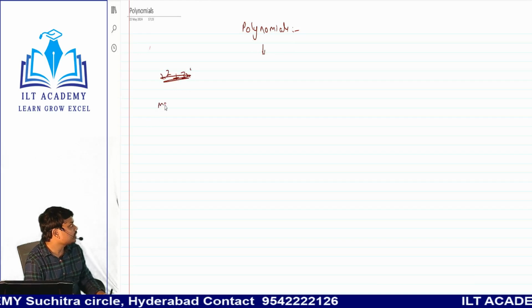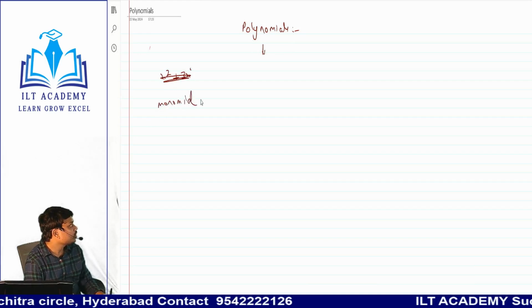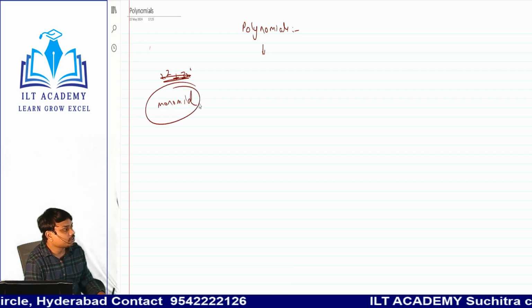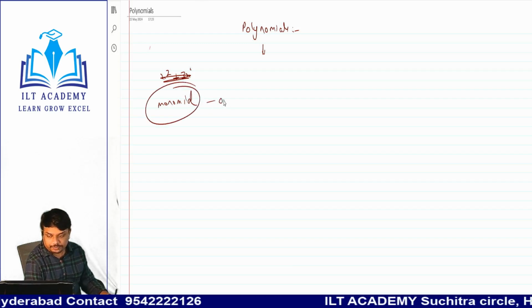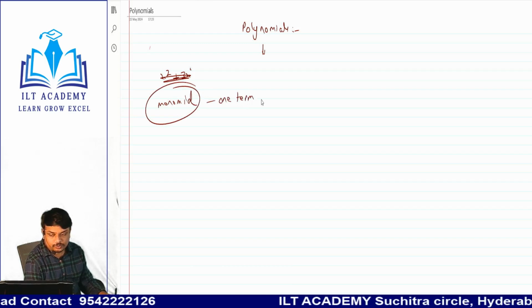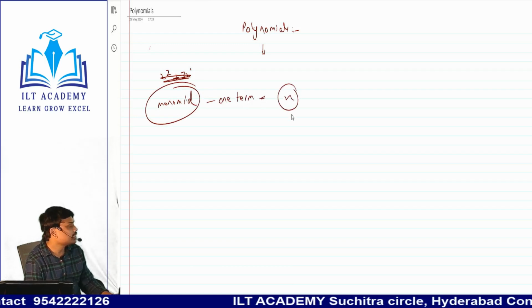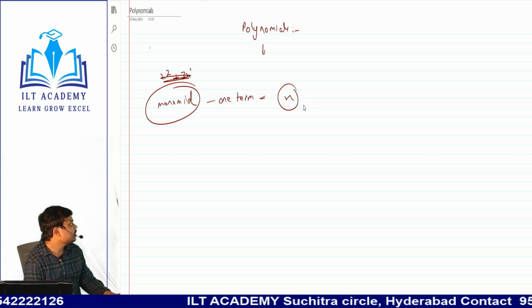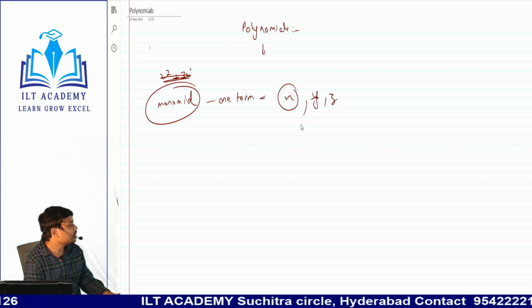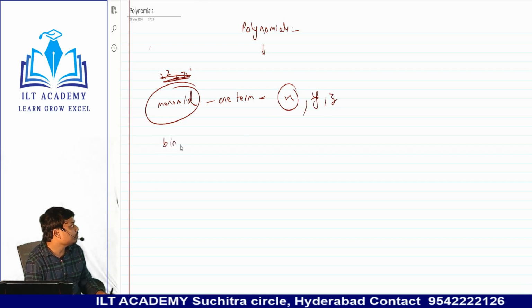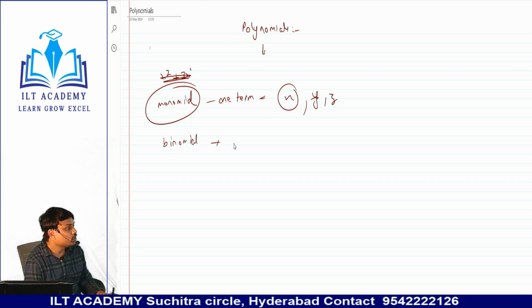First, let us understand what a monomial is. A monomial consists of how many terms? One term. One term is what? x, y, z. These are all monomials. Clear? Now coming to binomial. Binomial means it consists of two terms.